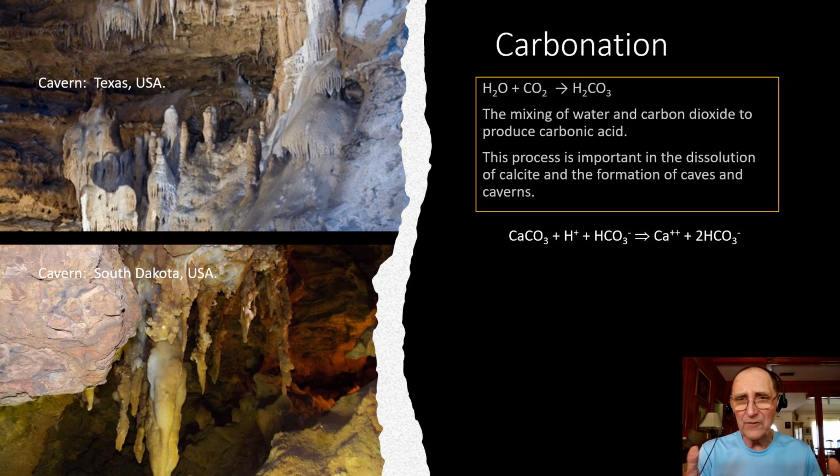And finally, we have the process that we call carbonation that we have talked about before, which is the combination of water and carbon dioxide to create carbonic acid. This process is critical, as we saw before, for example, in the dissolution of calcite, and this process in itself is critical in the creation of cavern systems and cave systems.